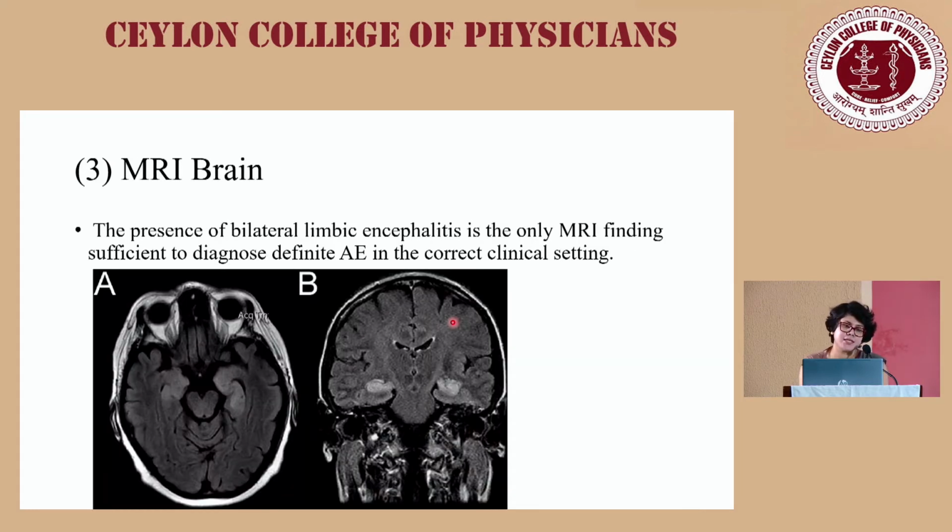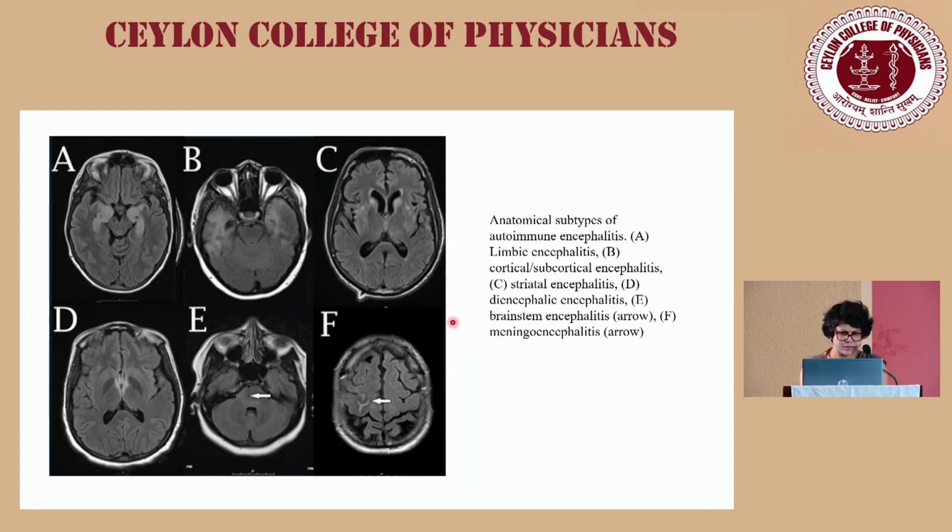And then the imaging, I want to discuss the MRI first. This MRI T2 FLAIR imaging, if it shows these characteristic bilateral medial temporal hyperintensities, it will aid the diagnosis, at least for the definitive diagnosis. But in most instances, we will not be able to see this limbic encephalitis in the MRI. Most of the time, the MRI would be normal. But in certain scenarios, they will show other anatomic subtypes of this autoimmune encephalitis.